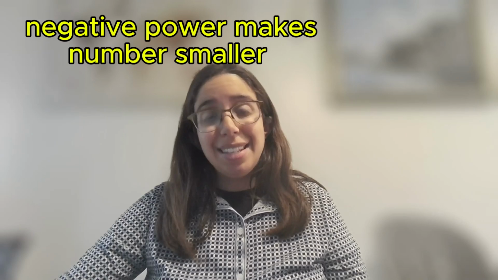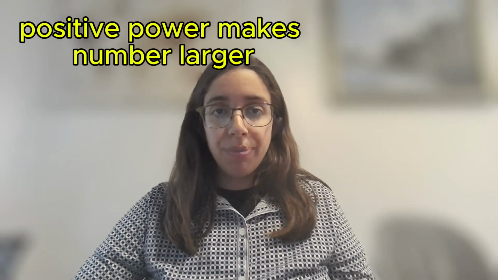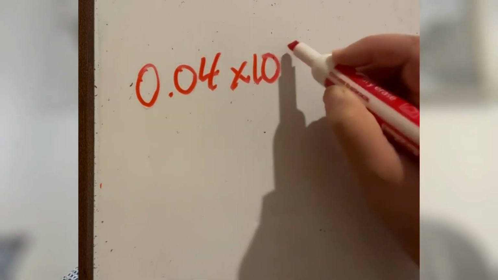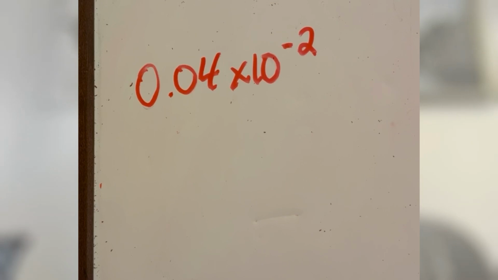So as we can see, if we have a power that's negative, it's making our number smaller. If we have a power that's positive, it's going to make our number larger. All right, and we're going to look for one more example for this video. We have 0.04 times 10 to the negative 2nd power. So I want you to pause this video, try this one out on your own, and then come back, play the video, and watch the solution.